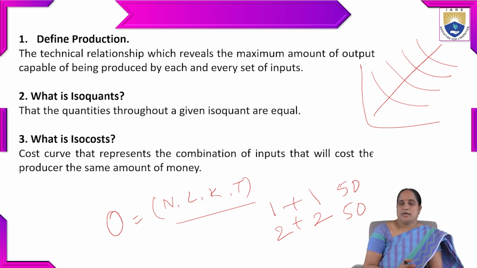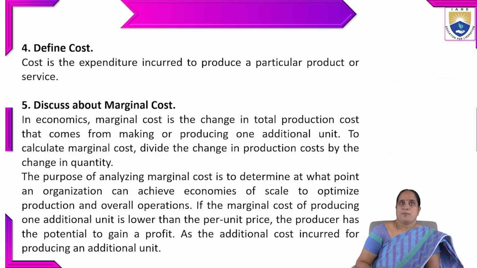Then what is isocost? The cost curve that represents the combination of inputs that will cost the producer the same amount of money. So whatever combination of inputs we consider, the cost of the production remains the same. There is no change with the changes in terms of input variables. So that is known as isocost.